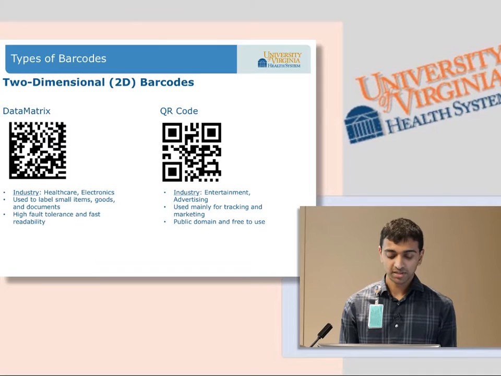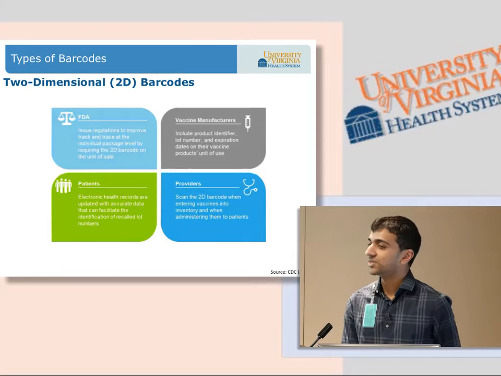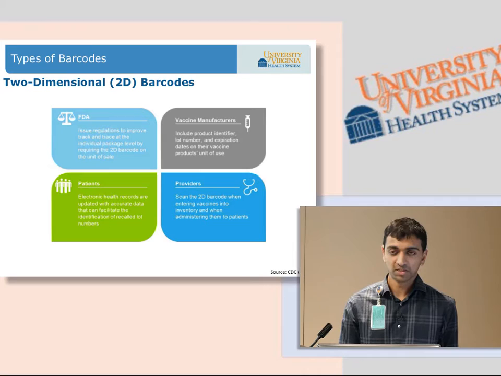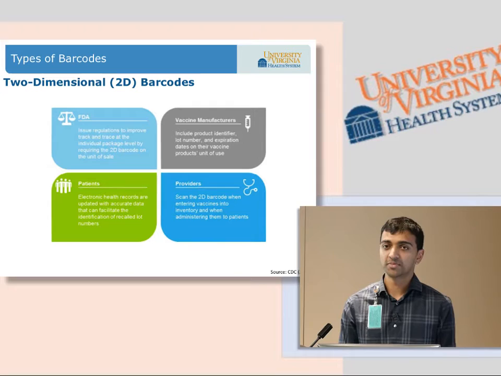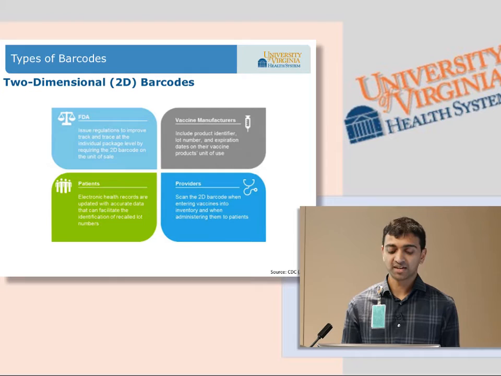So there's a big push towards these two-dimensional barcodes. And I'm not sure if you could read it very well on your slides, but a big push towards these two-dimensional barcodes is from vaccines. So way back in the late 90s, I believe, the CDC required that all vaccines have transposed or documented the lot number and expiration date. So if there's any adverse events that occur, they can track it back to see if it's from that batch of vaccines.